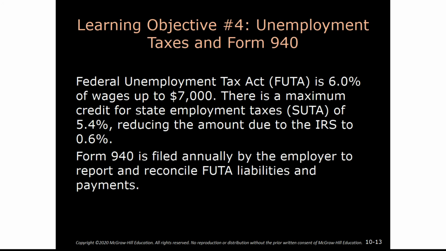Unemployment. The Federal Unemployment Tax Act is 6% of wages up to $7,000. So the first $7,000 of wages earned by your employees is subject to this 6% federal unemployment tax. Now, if your state has an unemployment tax system, the federal government will credit you at 5.4%, so that'll reduce your federal obligation to 0.6%. And you report this on Form 940 annually.